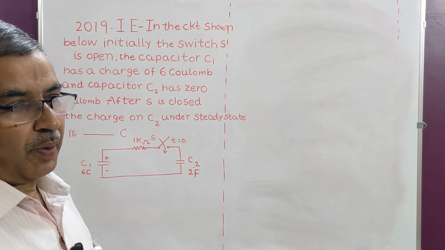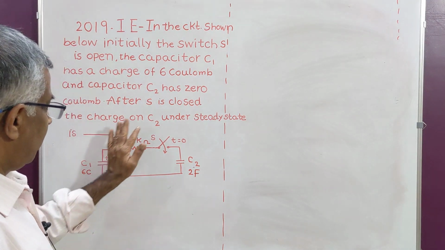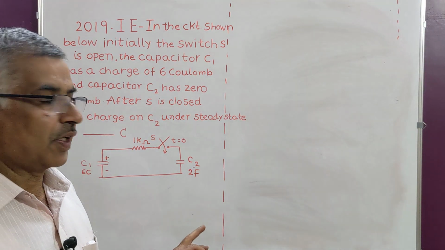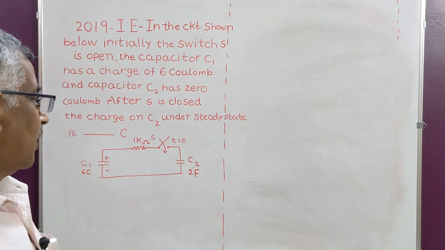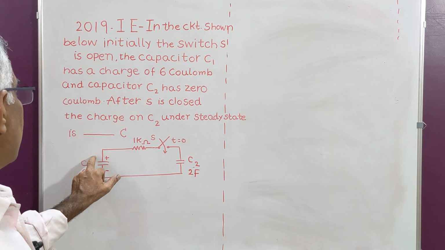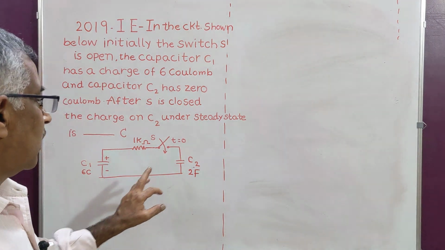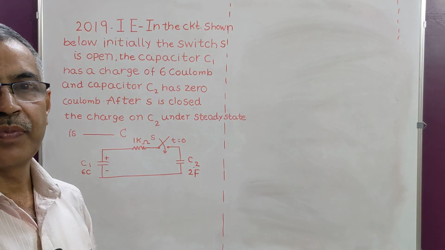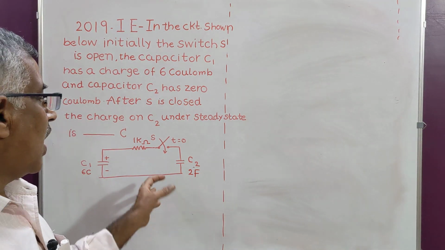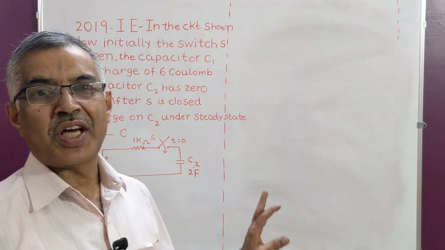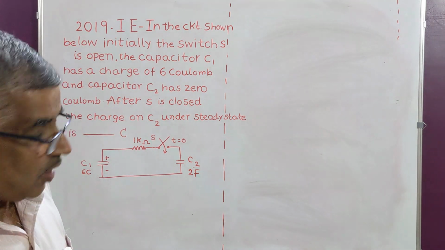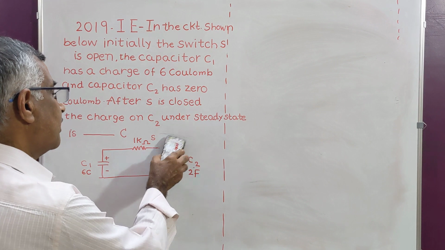Now first you understand the problem. There is a circuit with the initial charge on capacitor plate C1 and no charge on capacitor C2 plates. And there is some voltage on capacitor C1 but no voltage on capacitor C2. That is, one has charge, another has zero charge. Now the switch is closed. On closing the switch, what happens?